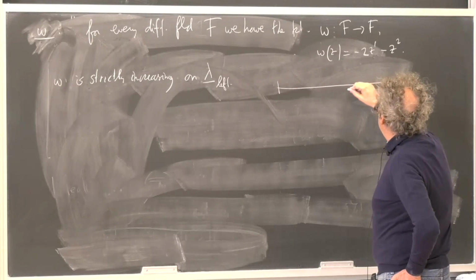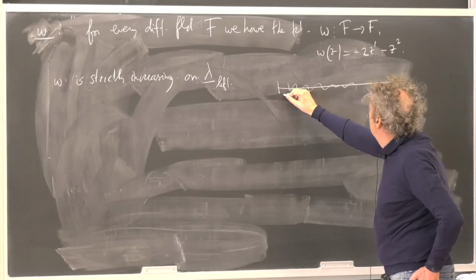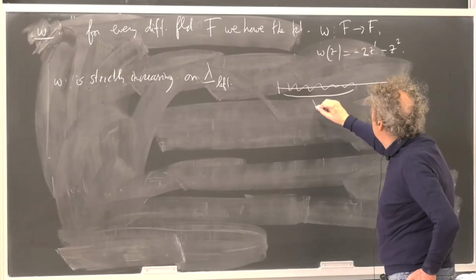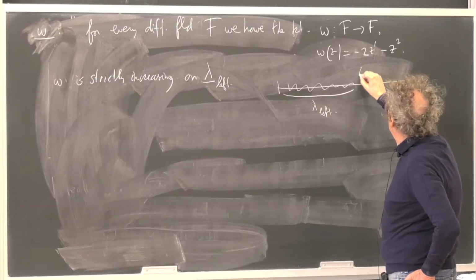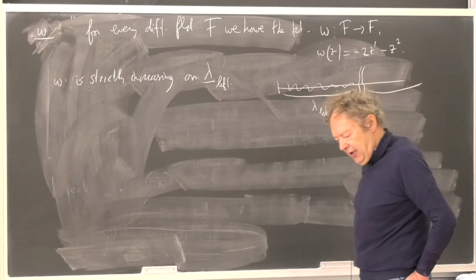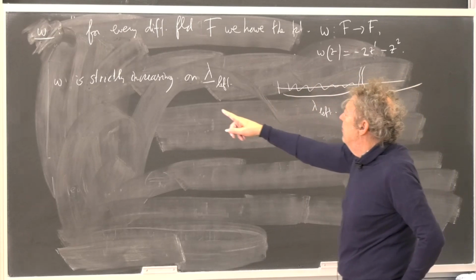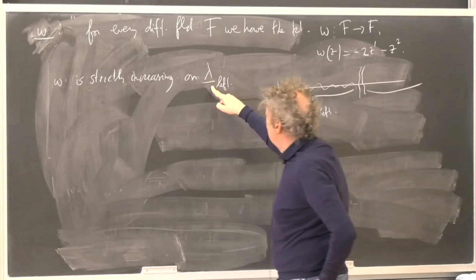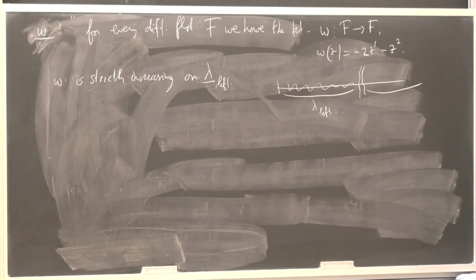This is the left part of Lambda. And here they have the right part, and there might be something in between in case it's not Lambda free. But in any case, omega is strictly increasing on Lambda left. This is true in both H fields and Hardy fields.